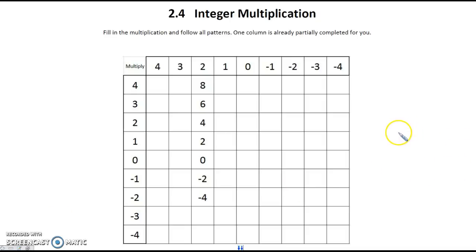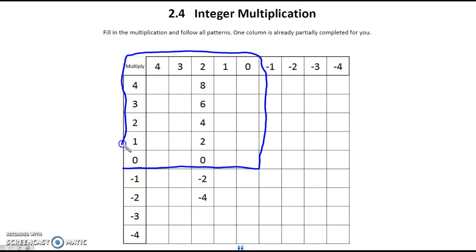Okay, the next thing that I want you to do is let's go ahead and fill out this section right here. These are all of your positives times positives. So it'd be positive 4 times positive 4, well that's 16. Positive 4 times positive 3, that's 12. Positive 4 times 2 is 8. Positive 4 times 1 is 4. Positive 4 times 0 is 0. Go ahead and fill this section out. We know that a positive times a positive is positive. And pause the video while you do that.